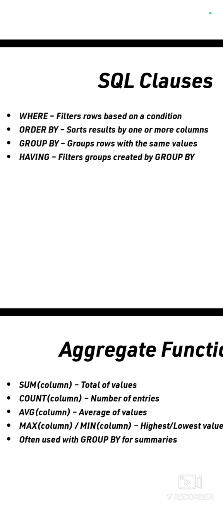Third one is GROUP BY. Used to group records with identical values, often combined with aggregate functions like SUM or COUNT. For example, calculating total sales per region. Fourth one is HAVING. It applies conditions on grouped data, such as filtering groups where the total salary exceeds a value.